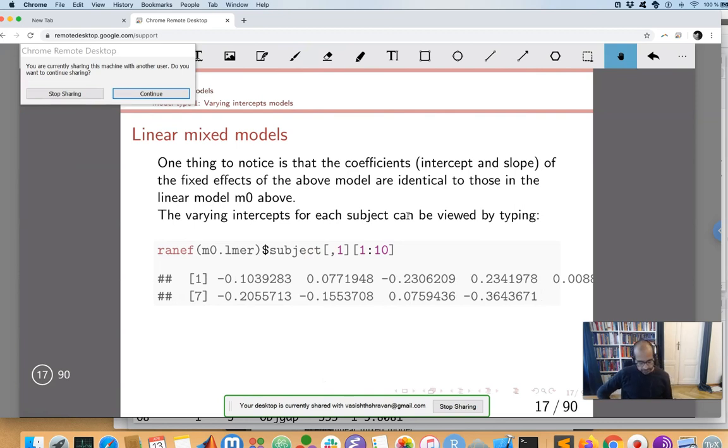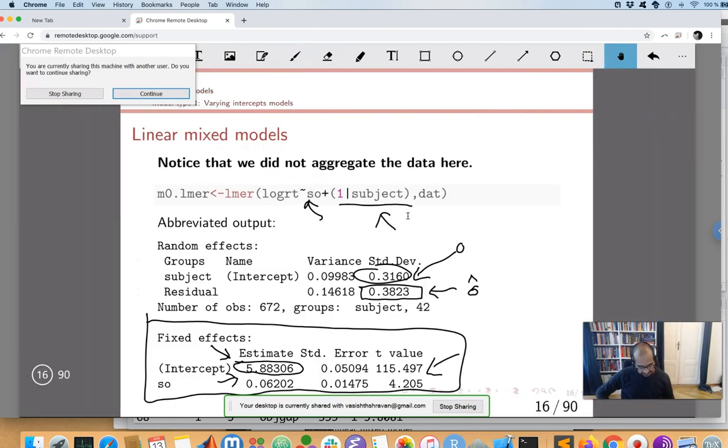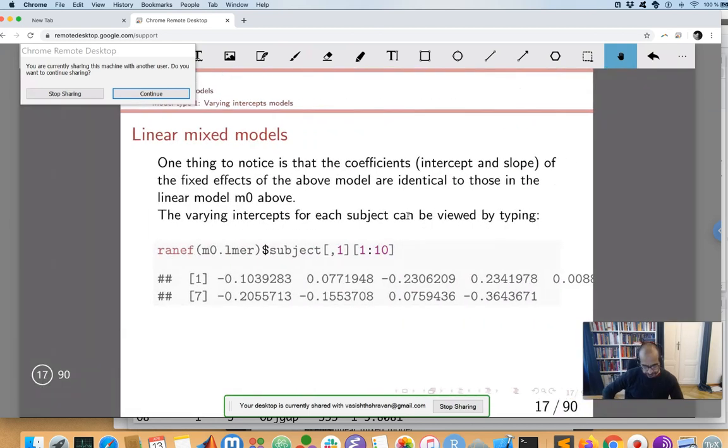Notice another thing: the intercepts and slopes that we have here are exactly the same numbers that we got in the simple linear model that we fit at the beginning of the lecture, where I ignored the fact that I had repeated measurements and just fit a single linear model on the whole data set. I will have the same estimates, but what will differ now is the standard error of those estimates, and therefore the t-values will also differ. That's an important thing to notice here.